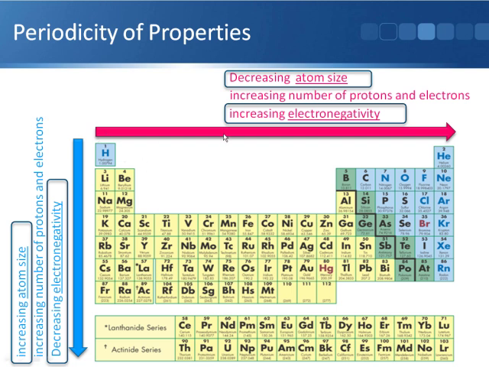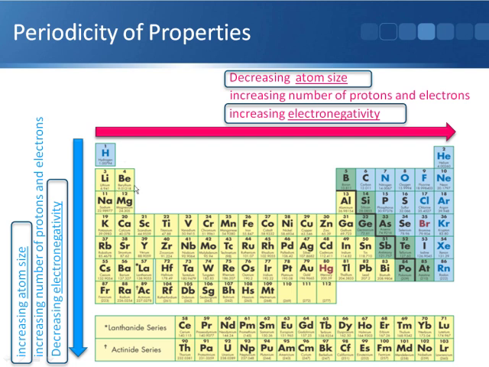Conversely, when you go from left to right across the period, you're adding extra electrons, but you're adding those electrons to the same shell. You're just filling up the outer shell as you go from left to right. So you're not significantly increasing the amount of electron density between the nucleus and any of the electrons in the outer shell. But what you are doing is increasing the size of the nucleus as you go from left to right, and you're not increasing the amount of shielding between the nucleus and the electrons in the outer shell.